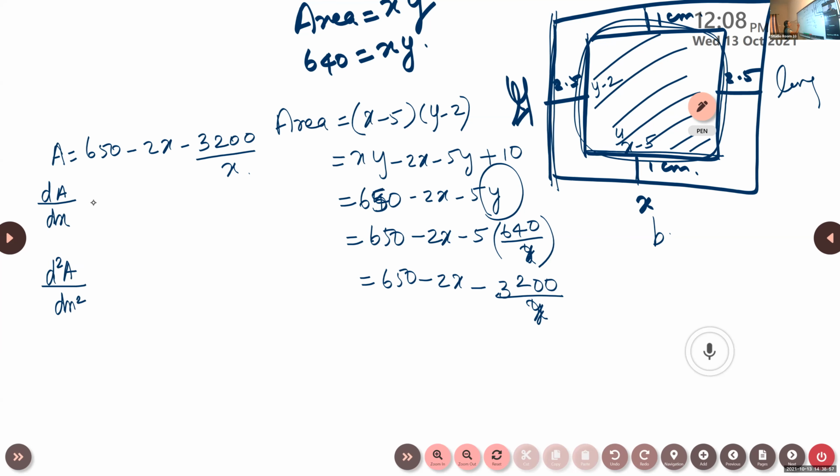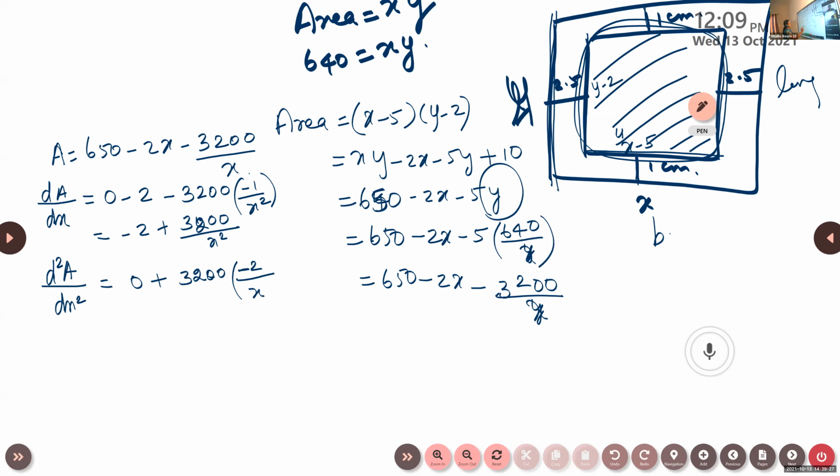So it is the first order derivative, 0 minus 2. What is derivative of 1 by x? Aishwarya, derivative of 1 by x is? Minus 1 by x square. Very good. So we'll get minus 2 plus 3200 by x square. Now find out the second order derivative. 0 plus 3200 into 1 by x square. If you differentiate, minus 2 by x cube, which is negative, isn't it?